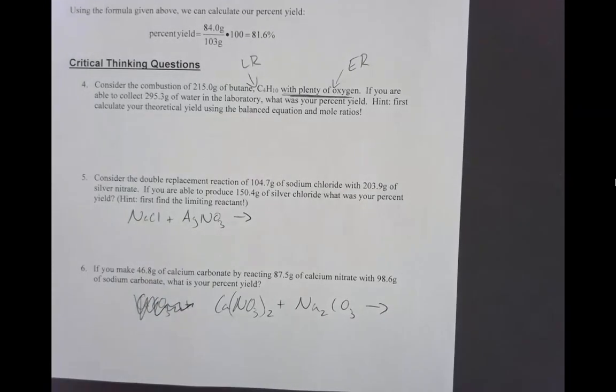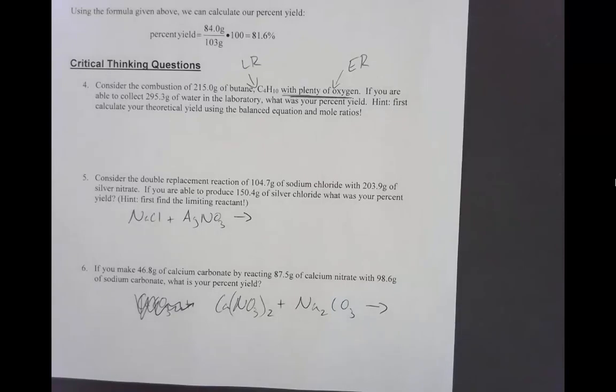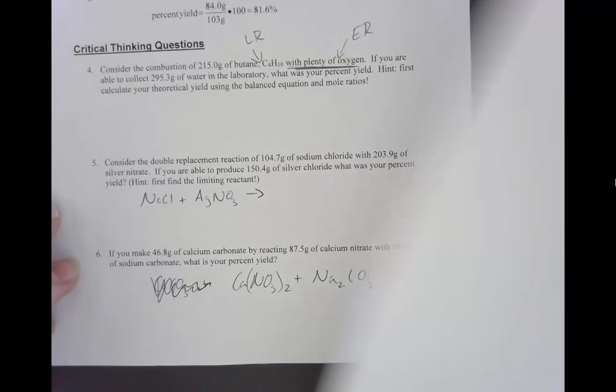So then it tells us that we were able to collect 295.3 grams of water. We need to know what our percent yield is. So to do this, we need to calculate the theoretical yield, how much water could have actually been formed, and then we can calculate the percent yield. I am going to do the work on a separate piece of paper.